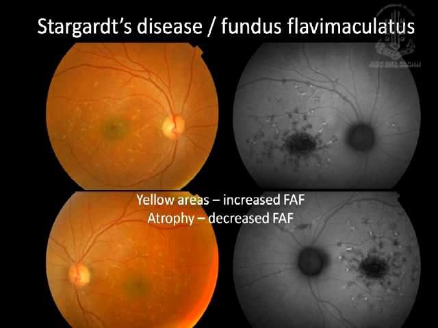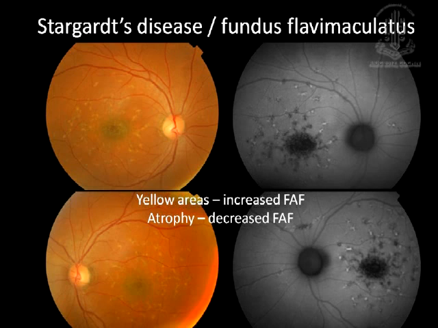Another very, very important area where autofluorescence helps us is in inherited retinal diseases. You see these dramatic images in diseases such as Stargardt's disease, where there is accumulation of lipofuscin. So whenever you see these yellow flecks, where there is accumulation of lipofuscin, you see increased autofluorescence. And once the retinal pigment epithelium dies out and becomes atrophic, you see decreased autofluorescence.